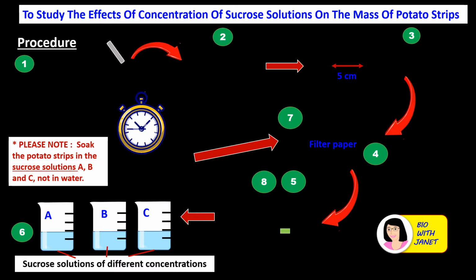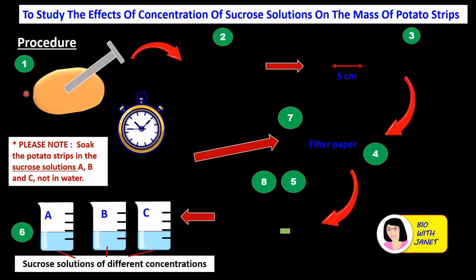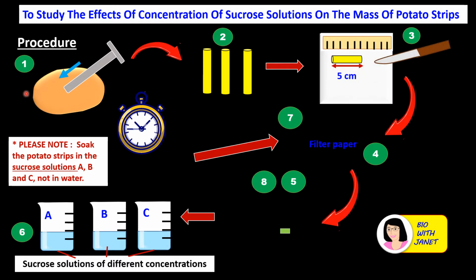Let us recap and review what we have discussed in the previous video concerning the experiment involving osmosis. Our aim was to study the effects of different concentrations of sucrose solutions on the mass of the potato strip, and the procedure was as follows. First, we get a potato, and then using a cork borer, which was pushed into the potato, we produce 3 potato strips, which are cylindrical. After that, we place each potato strip on a white towel, and using a knife, we cut it so that it's 5 cm in length. Using a ruler to measure the potato strip, so that is 5 cm in length.